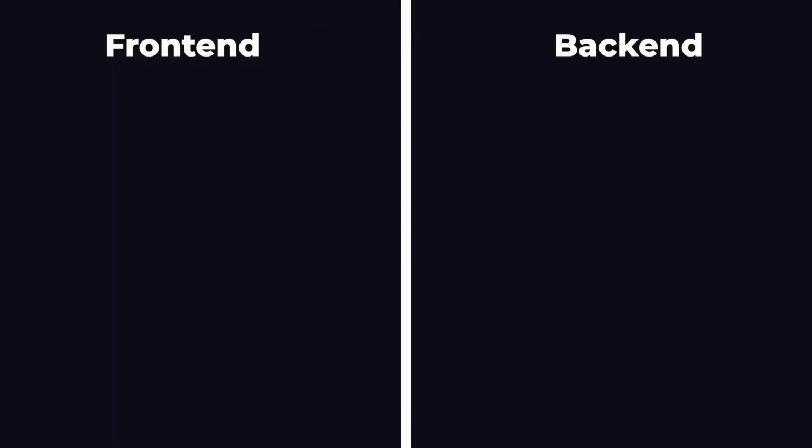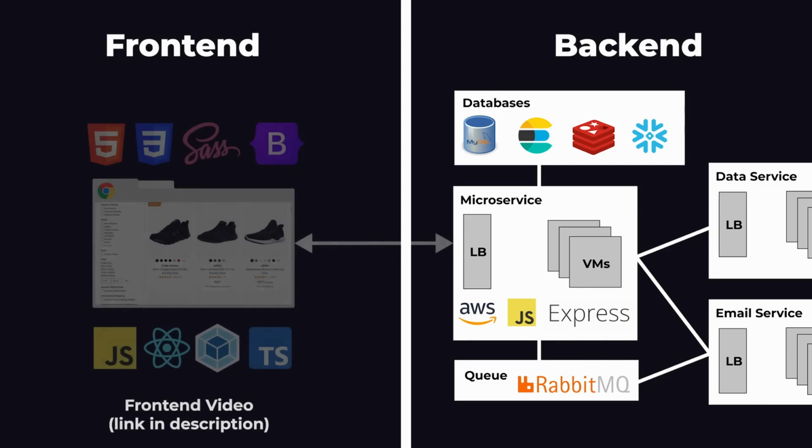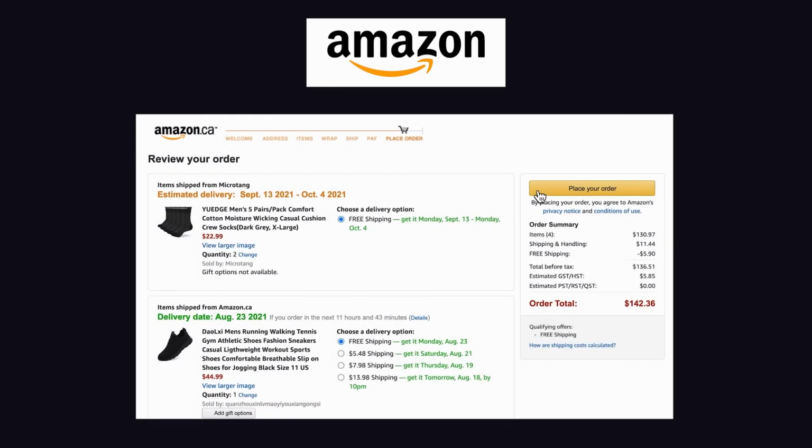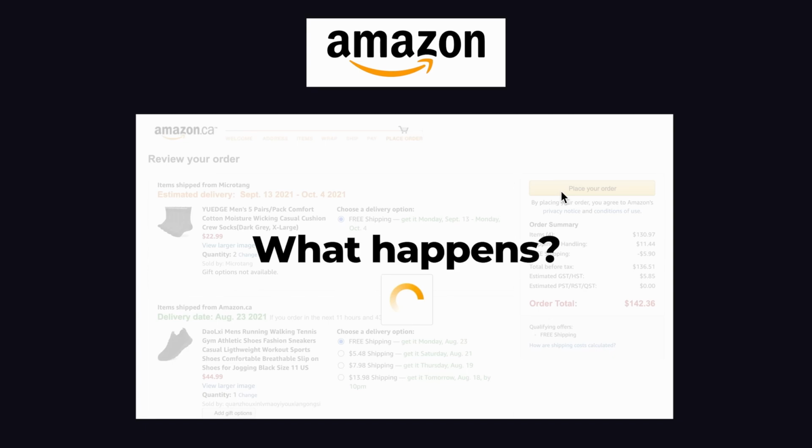In this video, we're going to take a look at the technologies that are used in the back end of a website, and in another video, we explore the front end technologies. As an example, let's say that we're on Amazon.com and we do some shopping, and now we're ready to make an order. When I click place order, what happens? We're going to start from the ground up.